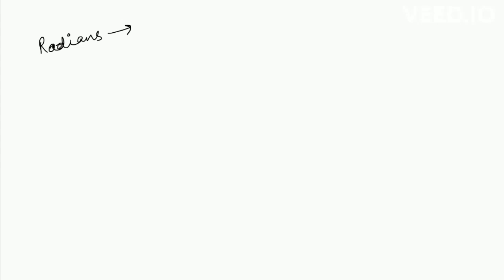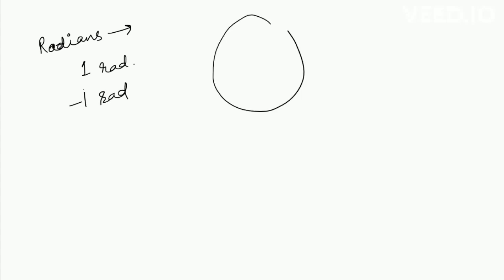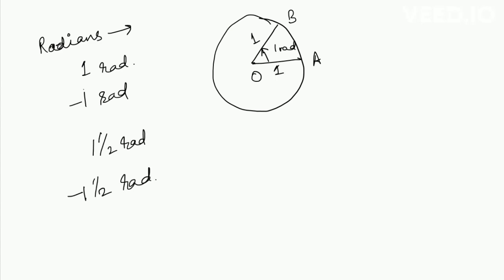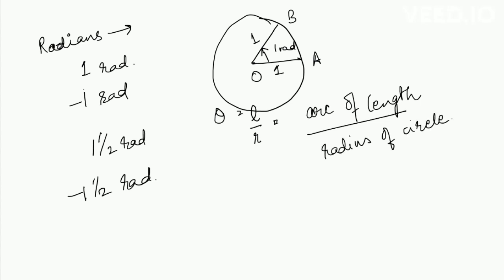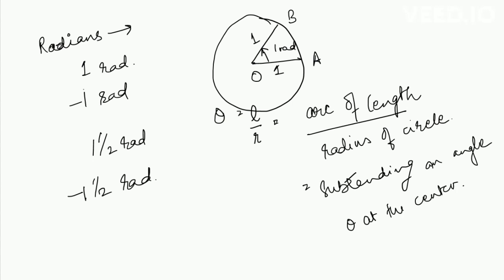Next, coming towards radians. Radians can be written as 1 radian, minus 1 radian. I have drawn a circle with center O where AB is an arc and the radius is 1. Theta can be written as L upon R, where L is the length of the arc and R is the radius of the circle, subtending an angle theta at the center of this circle.